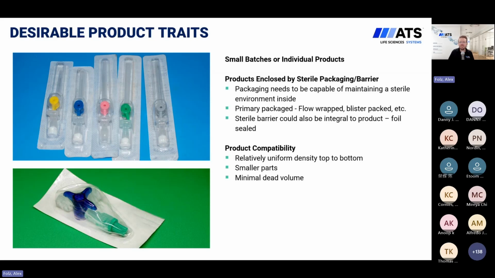This could be a primary package device, flow wrapped, blister packed, bagged, and so forth, as well as potentially a sterile barrier that could be integral to the product, such as a foil seal. So some general product compatibility, some ideal specs are relatively uniform density, top to bottom, smaller parts, which typically yield higher throughputs, and finally minimal dead volume, right? The more dead volume you have, the higher area of the part going underneath the E-beam, which sometimes does lower the system rate.